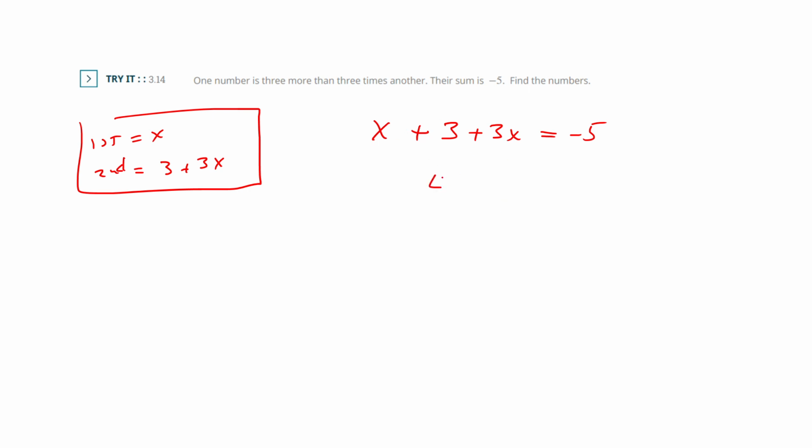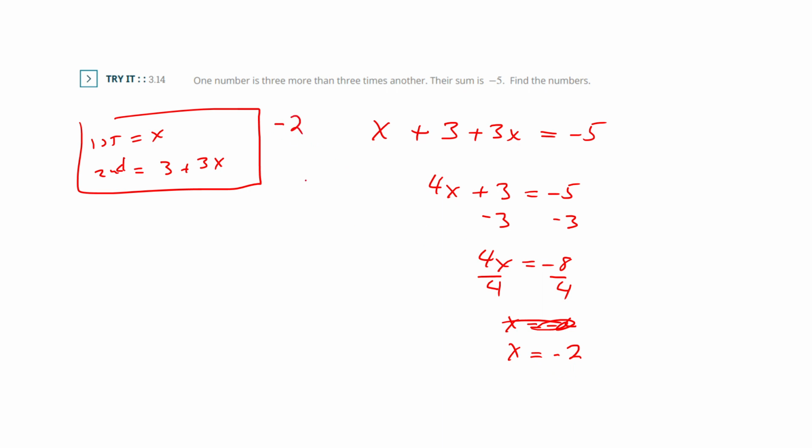4x plus 3 equals negative 5. 3 leaves first because of the factor issue. 4x is negative 8. Divide both sides by 4. Oops, sorry, that would be negative 2. Okay, so x is negative 2. Back to the dictionary. Negative 2.